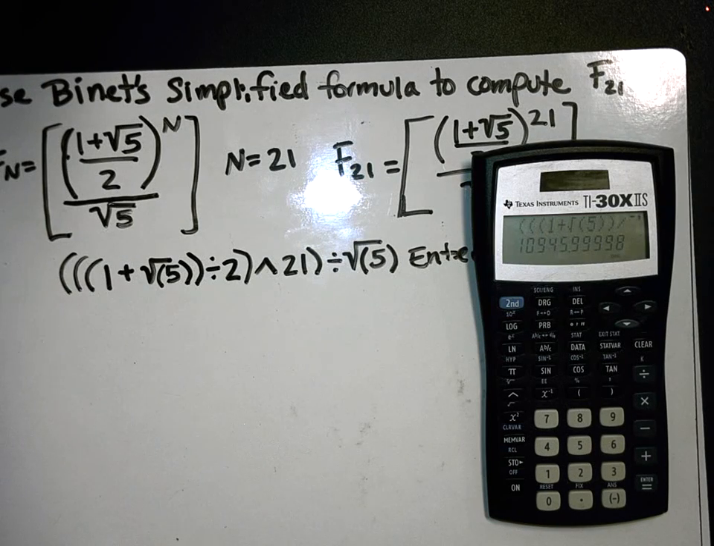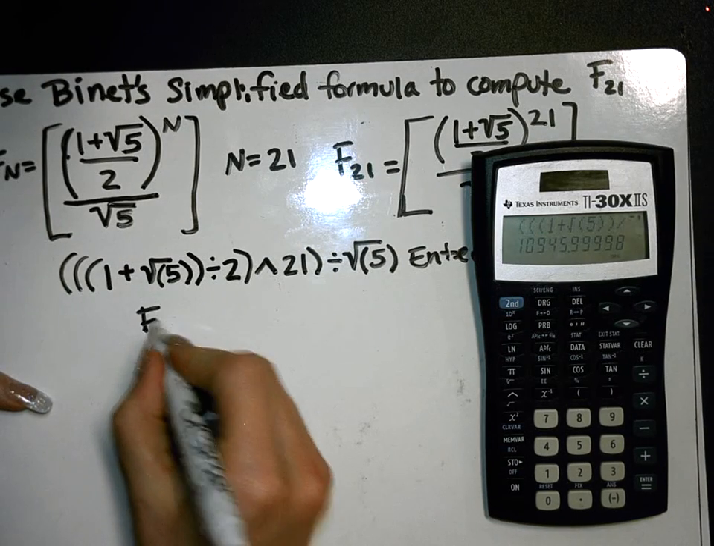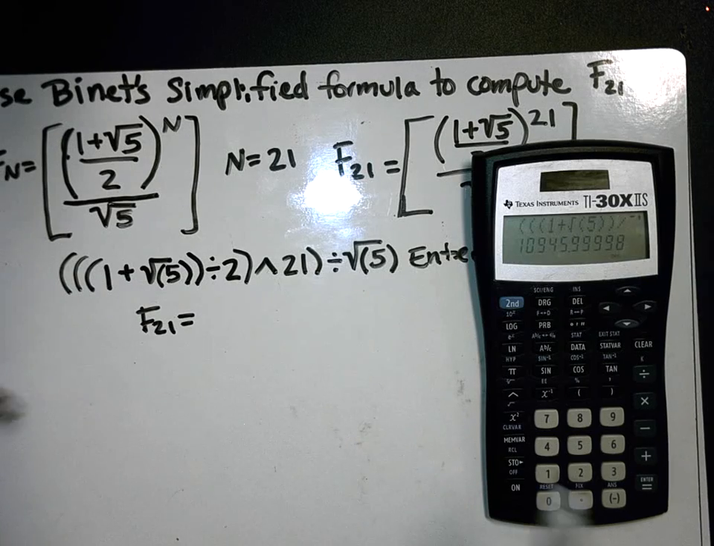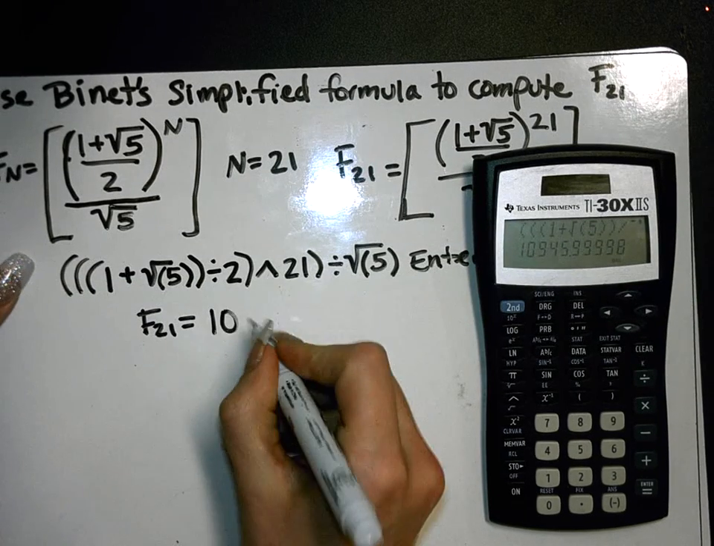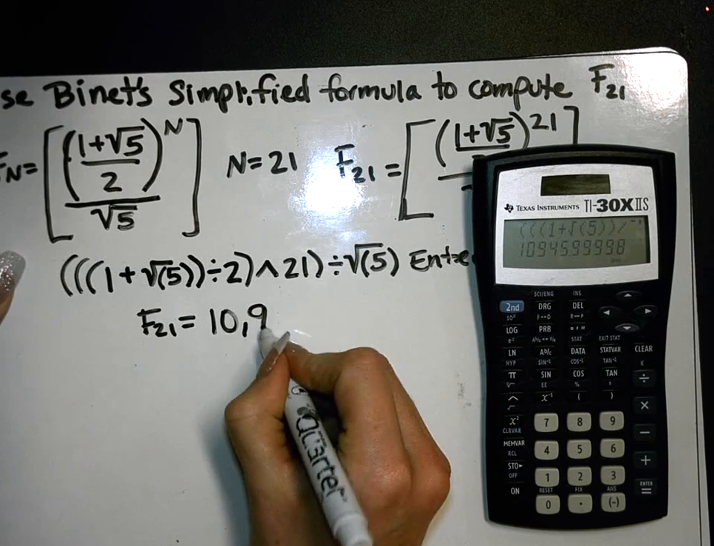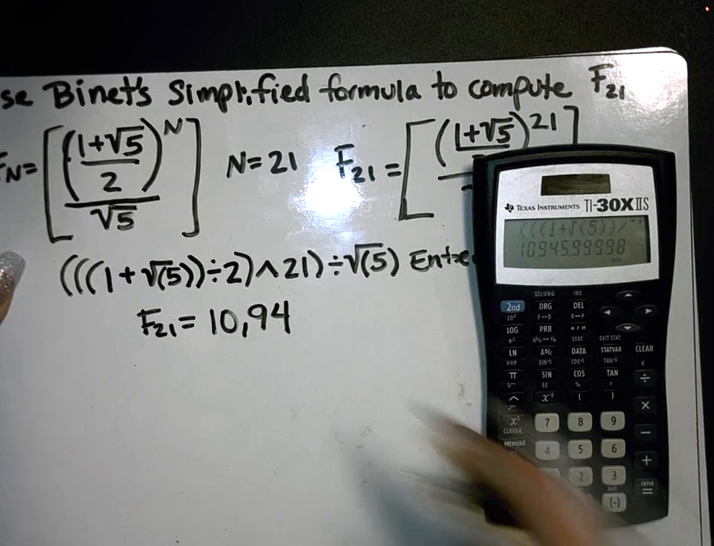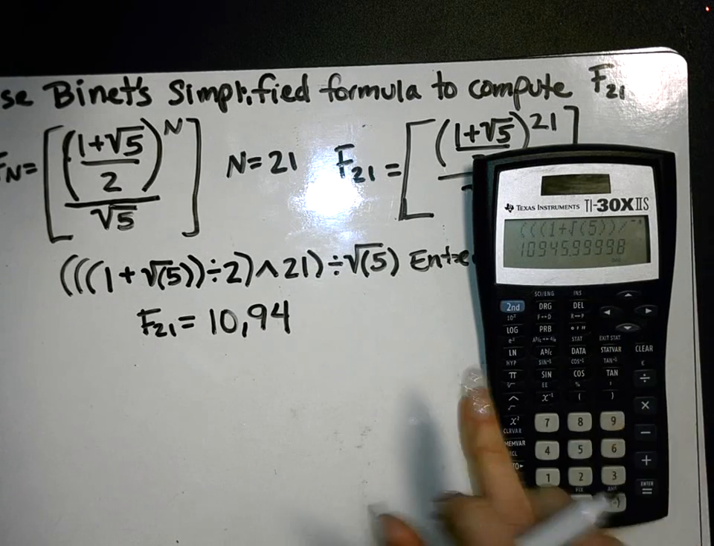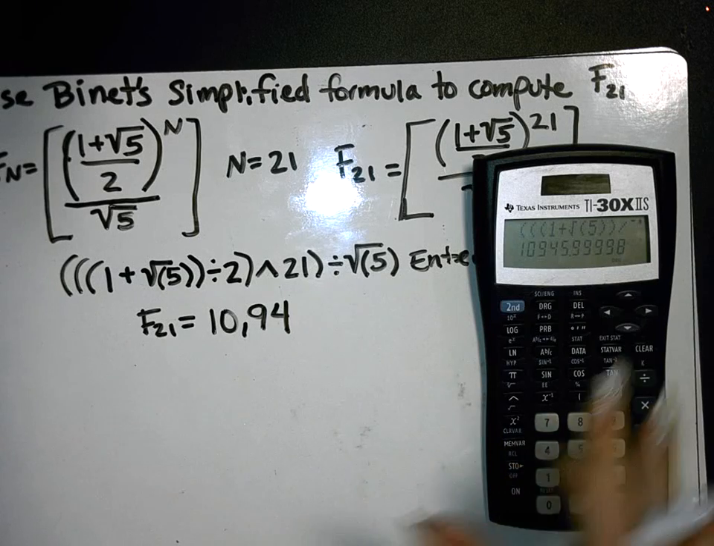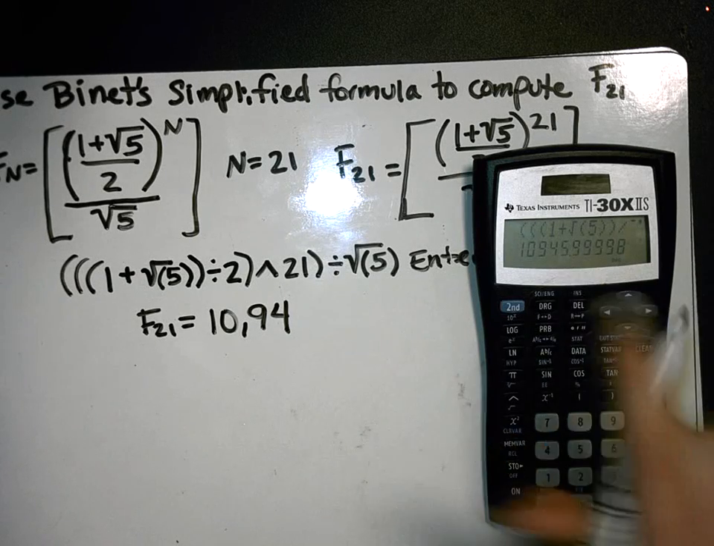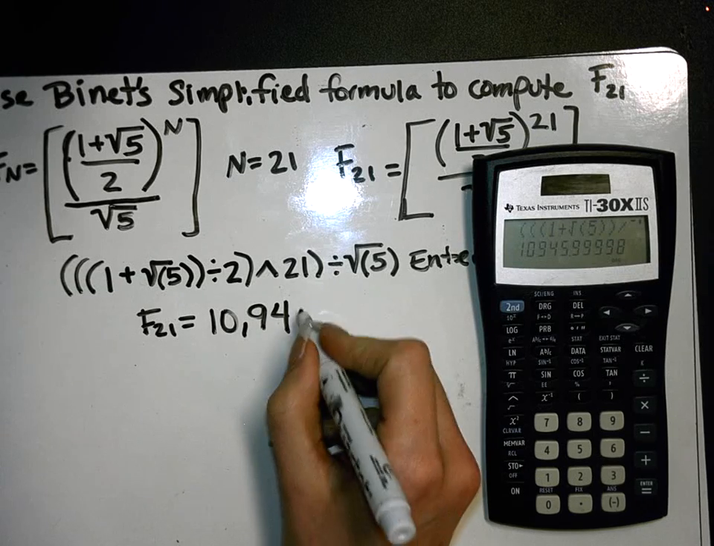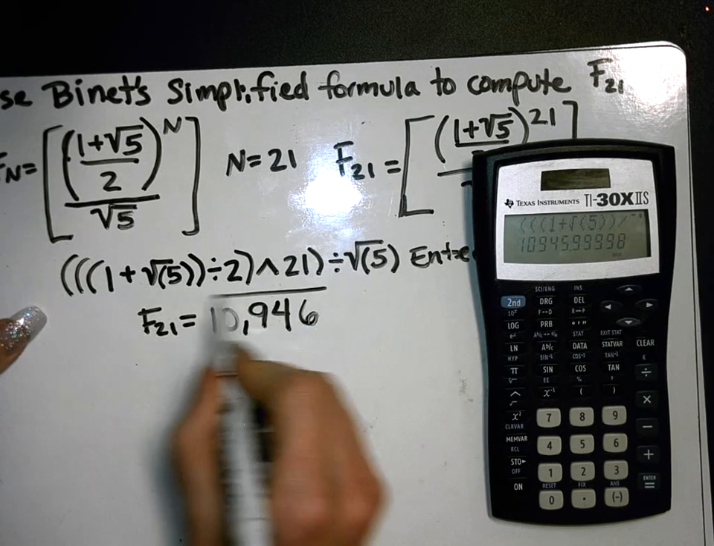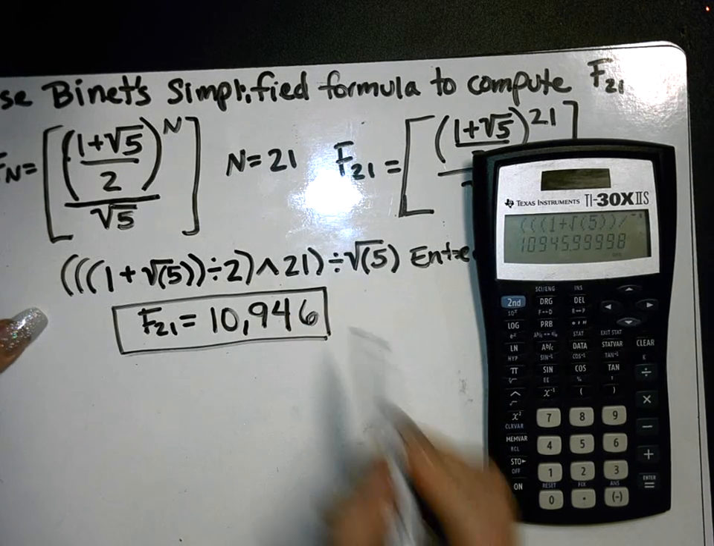And that will tell us what the 21st Fibonacci number is. It says that it is 10,945.99999. So this isn't the exact Binet's formula, so we have to know that it is going to round that 5 up to a 6. So it's 10,946. That's what the 21st Fibonacci number is.